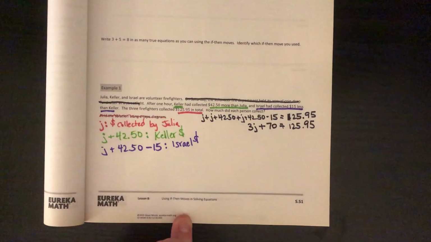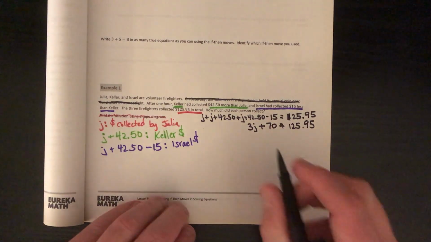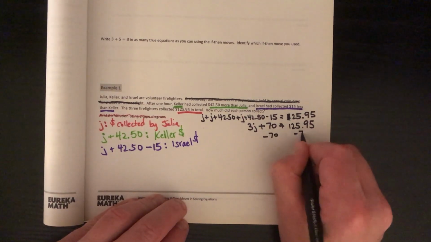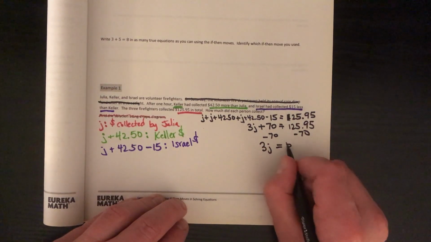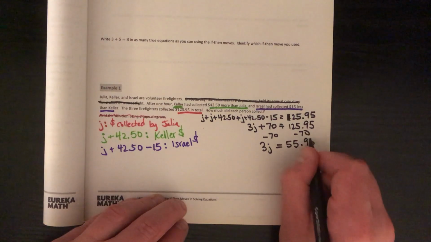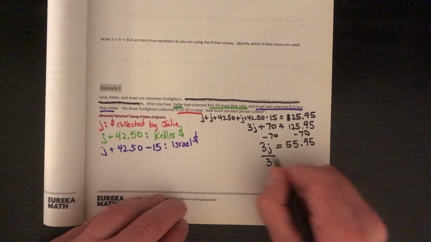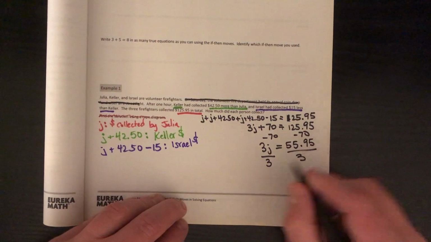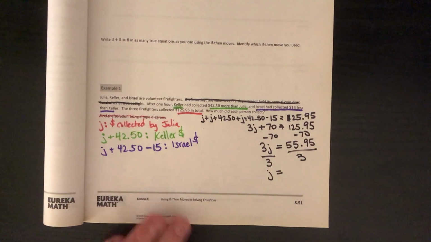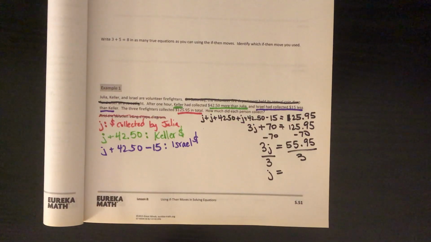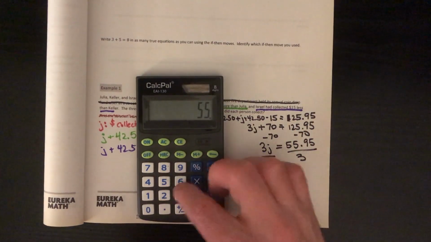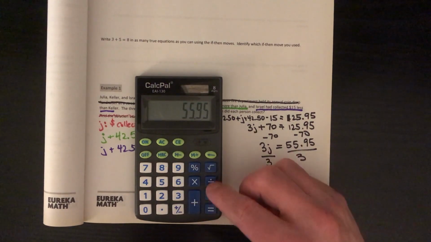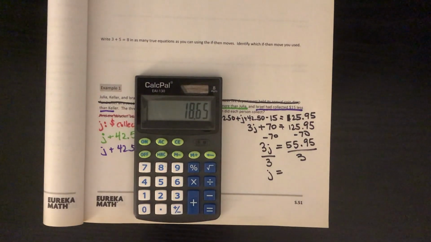125.95. Now I just need to solve using my properties of equality. I'm going to subtract 70 from both sides. I get 3J equals, I believe this is $55.95 over here. And then I'm going to divide both sides by 3 to get rid of that 3 that's multiplying by the J. And I get J equals, I want to say this is 18-something. I don't know. Let's let the machine do the work here. What do we got? 55.95 divided by 3 equals $18.65.